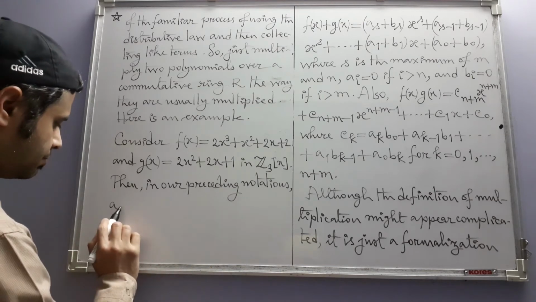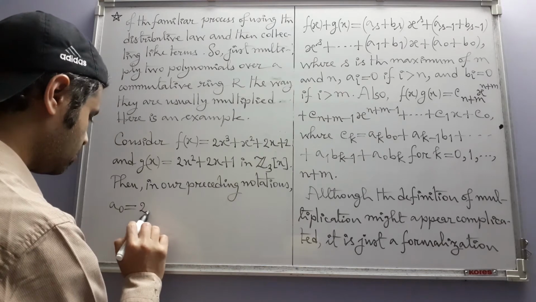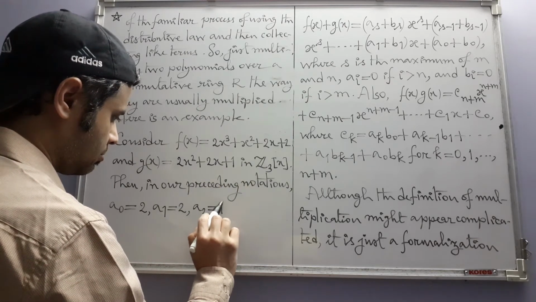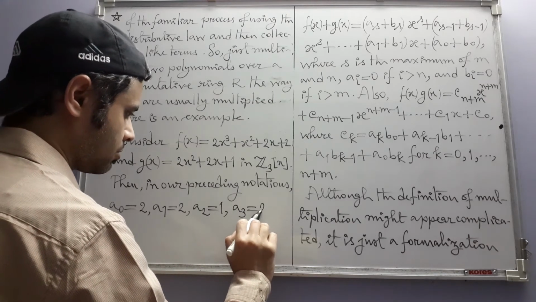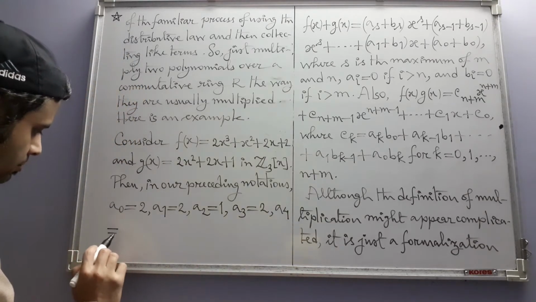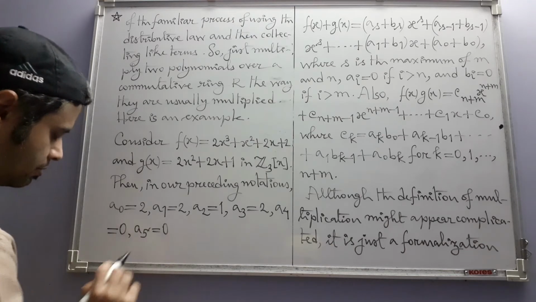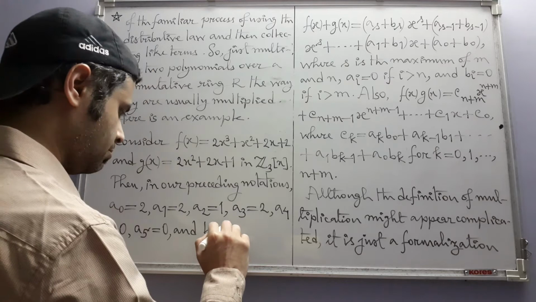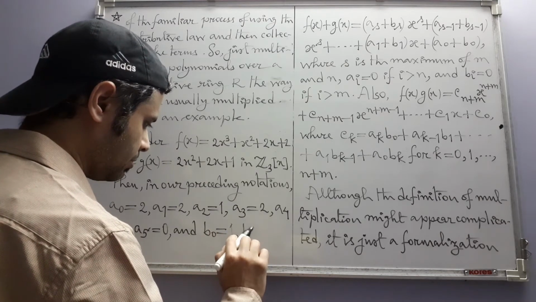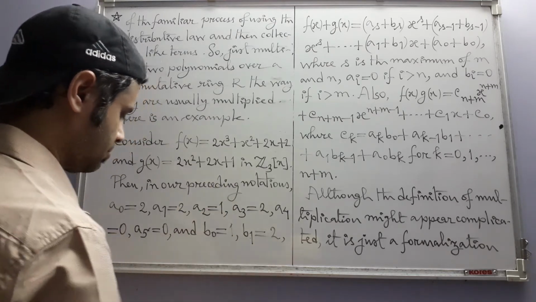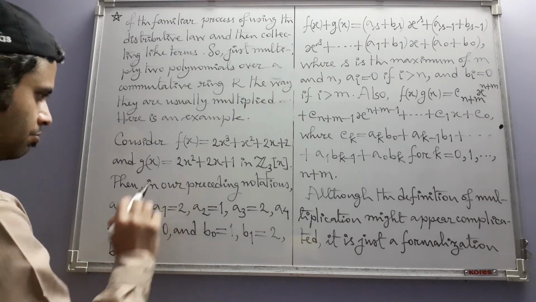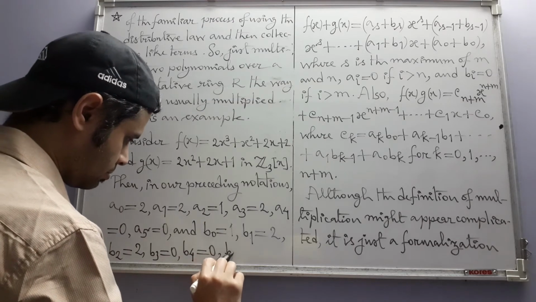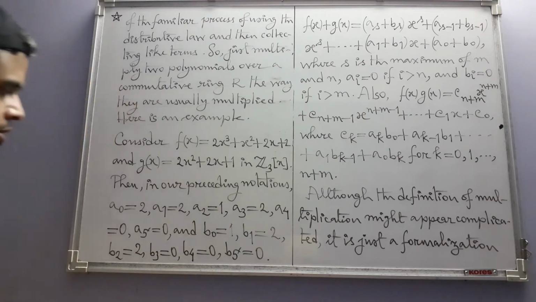Let's start with 0. A0 is 2, A1 is 2, A2 is 1, A3 is 2, we need A4 also, A4 is 0 and A5 is 0, and B0 is 1, b1 is 2, b2 is 2, b3 is 0, b4 is 0, and b5 is 0.